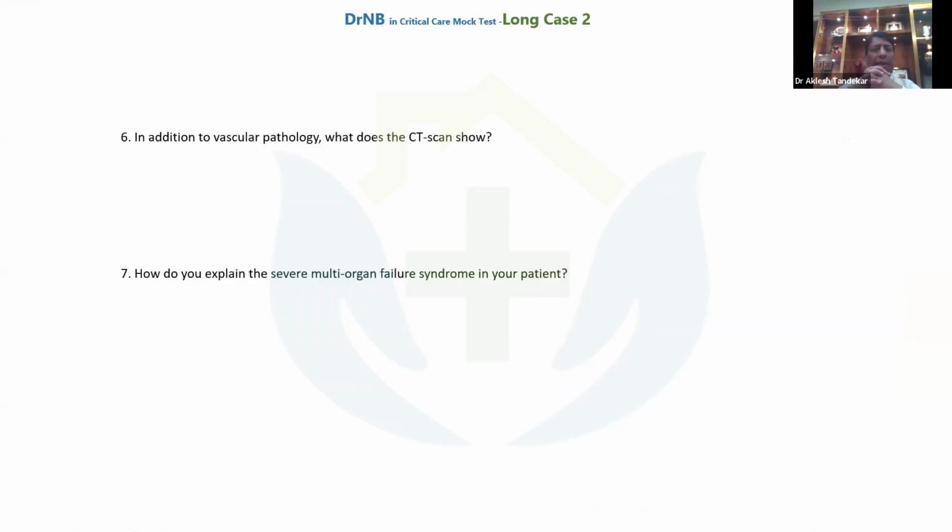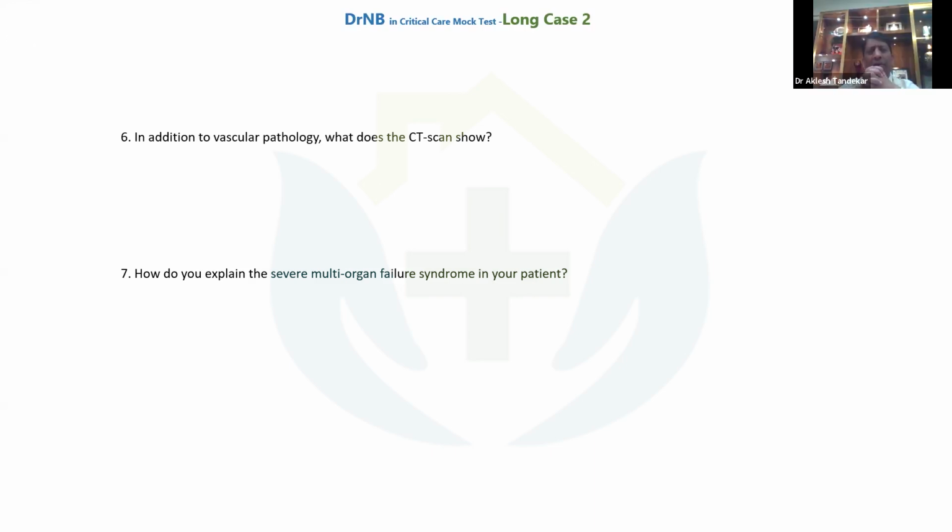So now, in addition to this vascular pathology, the CT scan would show anything else? Yes, sir. CT scan could show me the other pathologies such as lung involvement in the form of effusion, pneumothorax, or hemothorax, as well as it can show pericardial effusion.